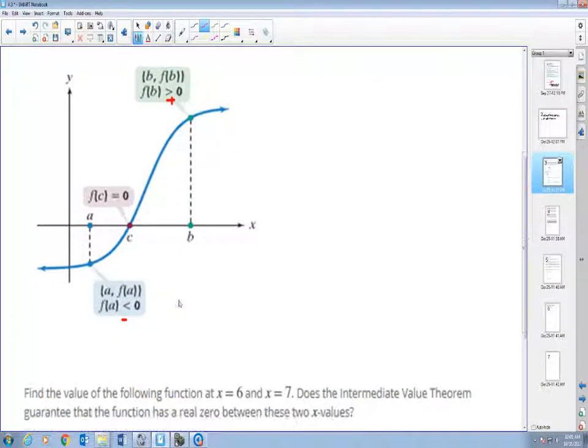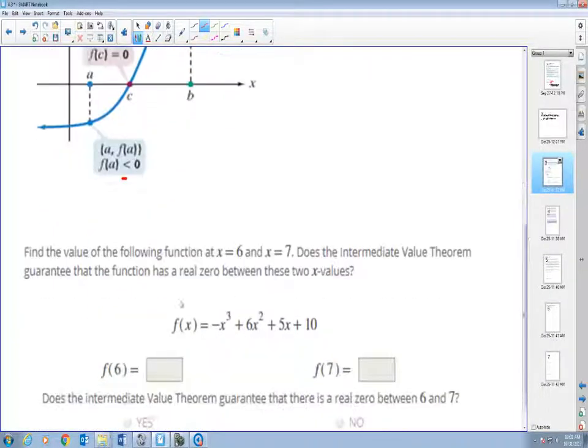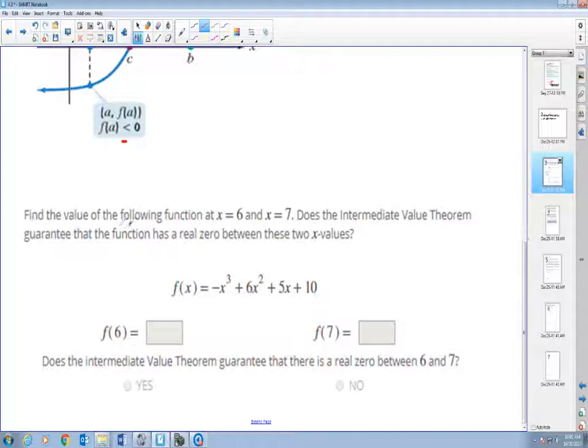Let me show you what this theorem really means. Find the value of the following function at x equal to 6 and x equal to 7. Does the intermediate value theorem guarantee the function has a real zero between those two x values? Basically, we're going to graph this function and go to our table to find 6 and 7 for the x values, and take a look at what the y values are saying.